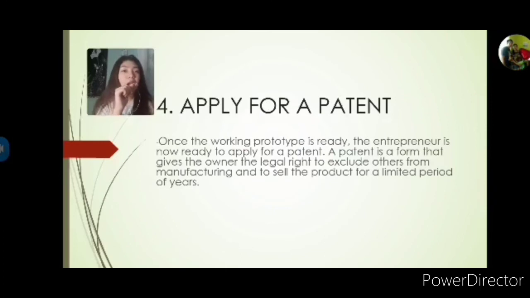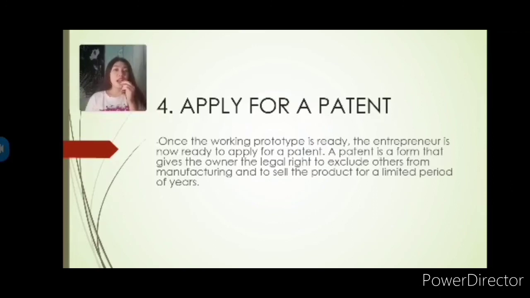So 4, apply for a patent. Once the working prototype is ready, the entrepreneur is now ready to apply for a patent. A patent is a form that gives the owner the legal right to exclude others from manufacturing and selling the product for a limited period of years. So mao ni siya, ang owner hatagan na siya og legal right nga iyaha na jud ang product, ug iyaha na jud kung unsa iyang buhaton sa product, sama sa manufacturers or suppliers.